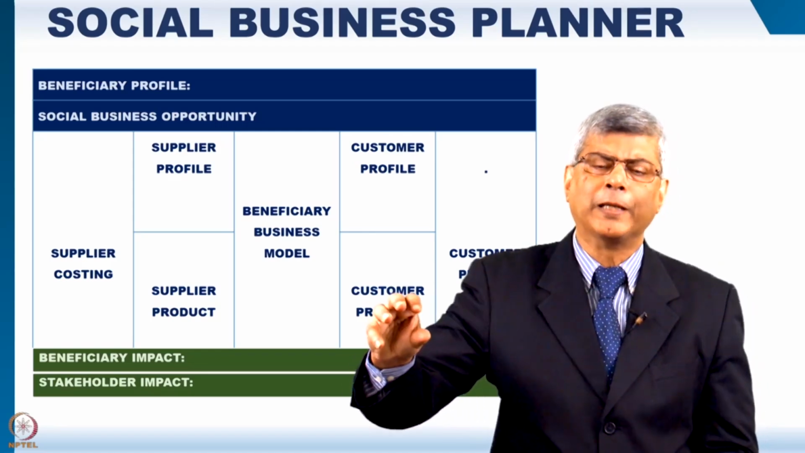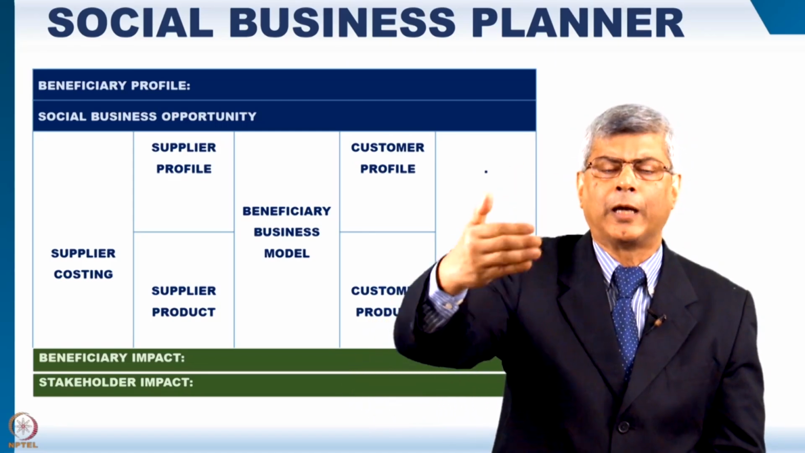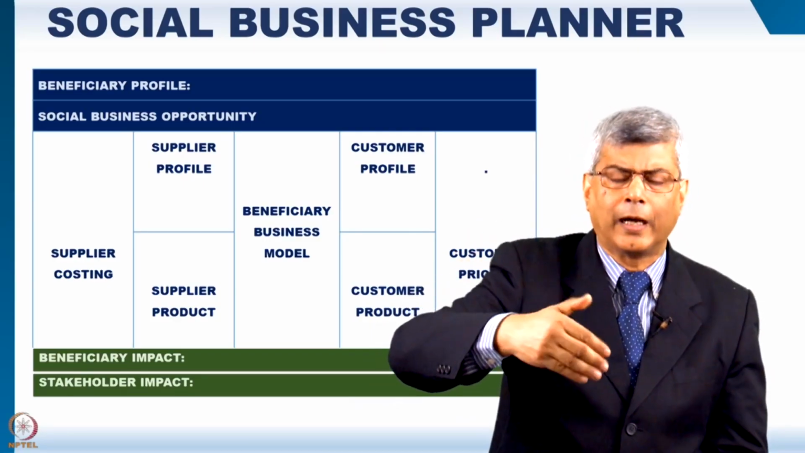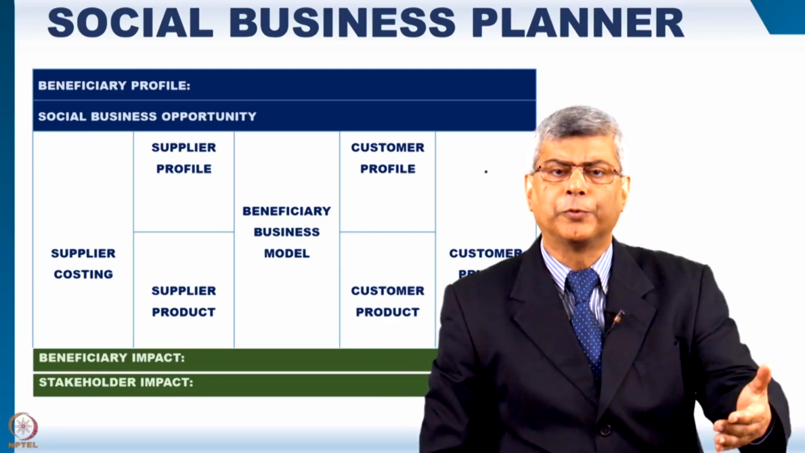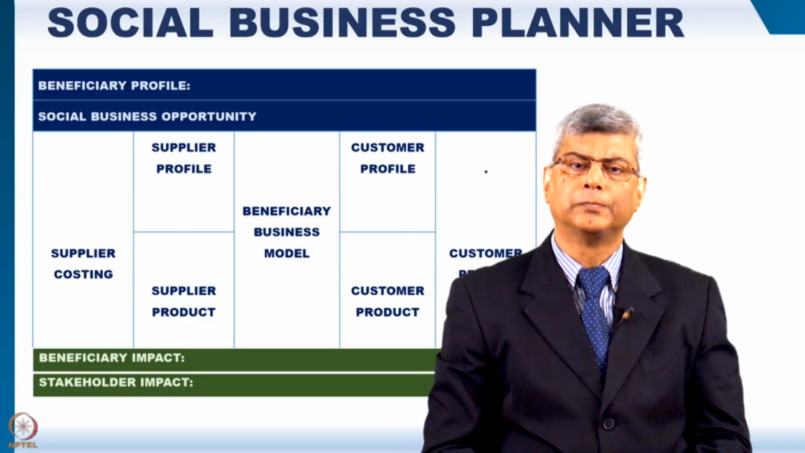And then you look at the beneficiary impact. What's the beneficiary impact? Maybe all the ladies, maybe 10 ladies or 100 ladies are making these incense sticks, and they all make 100 rupees a day. So their livelihoods and lives improve. That's the beneficiary impact. But there's also other impact.